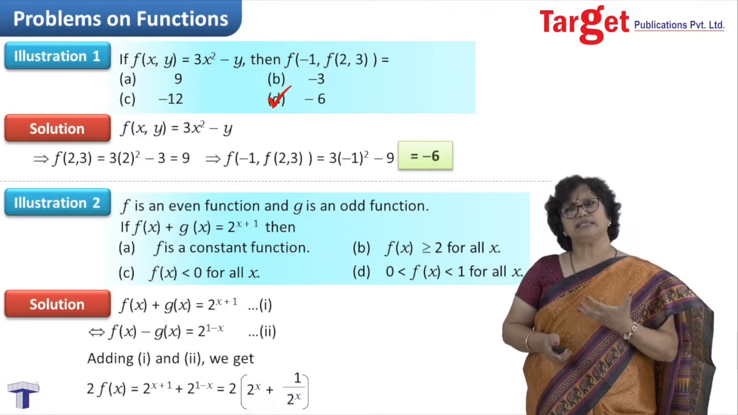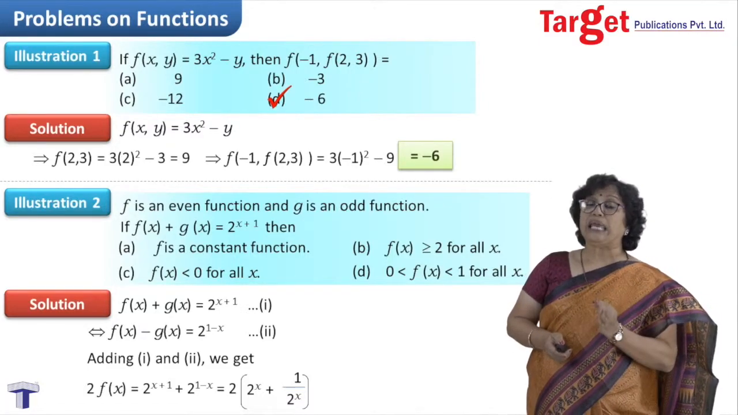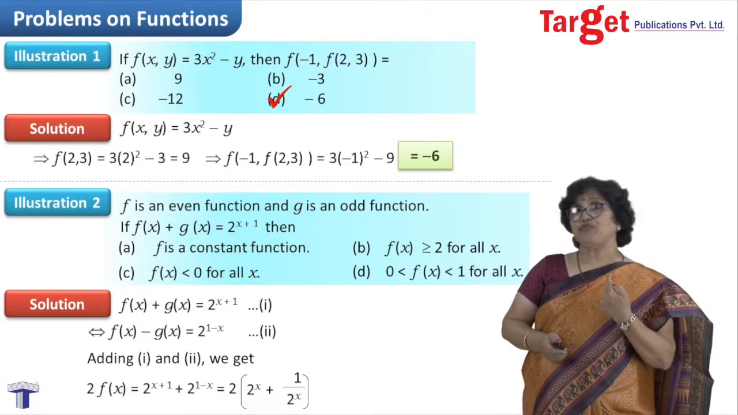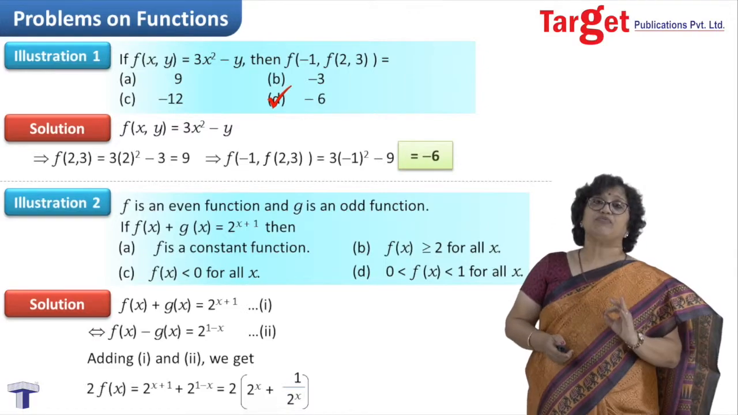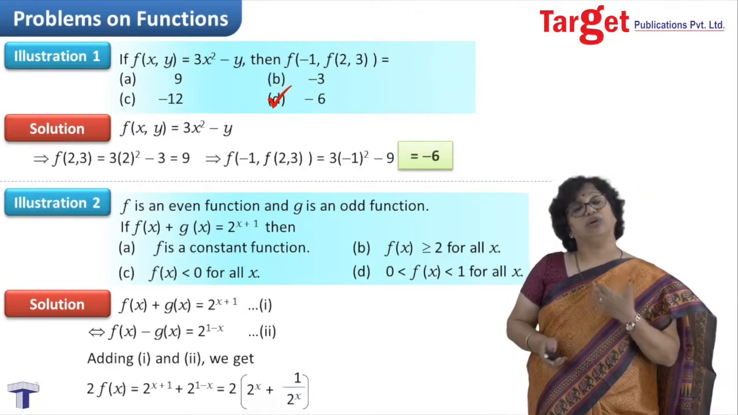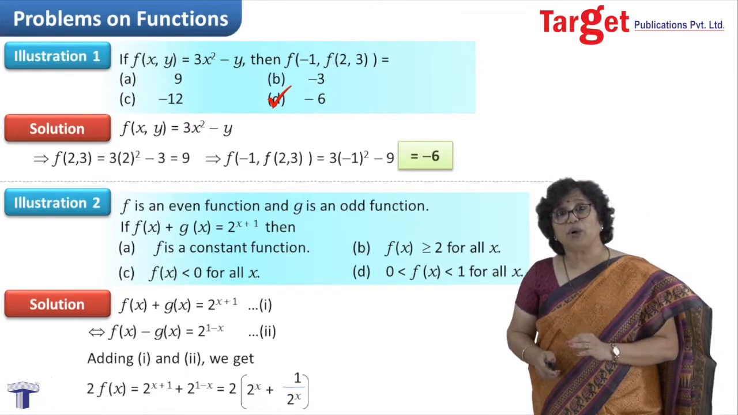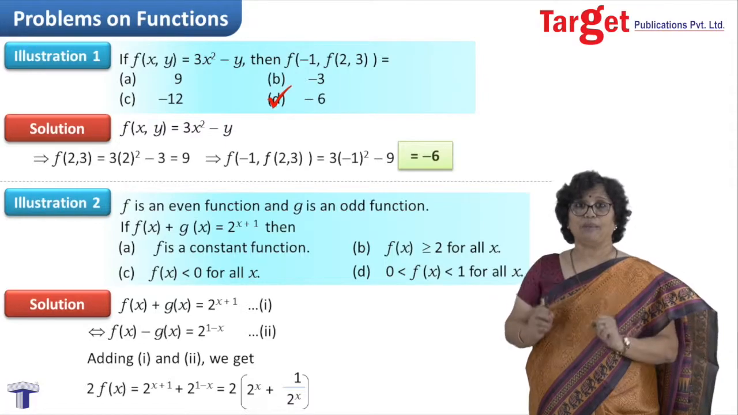What does this remind you of? Is it not of the form t plus 1 upon t? There is one nice result in algebra which we have already done: if t is greater than 0, then t plus 1 upon t is greater than or equal to 2. And if t is less than 0, then t plus 1 upon t is less than or equal to -2. Now, which one would you apply here?